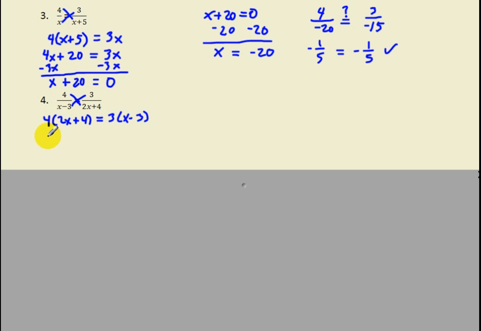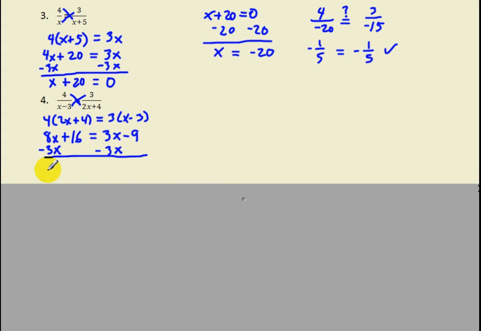So here 4 times 2x is 8x, 4 times 4 is 16, and that's going to equal 3x, and then 3 times negative 3, negative 9. Okay, I'm going to subtract 3x from each side, so we get all of our x's to one side. And we have 5x, still have 16, is equal to, and the x's cancel out, now we have negative 9. And let me rewrite that here. 5x plus 16 equals negative 9.